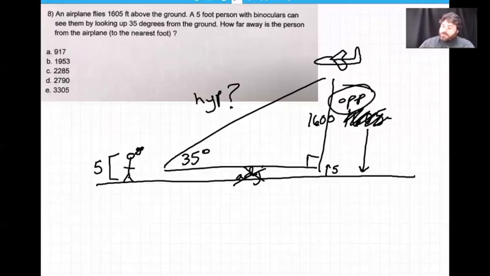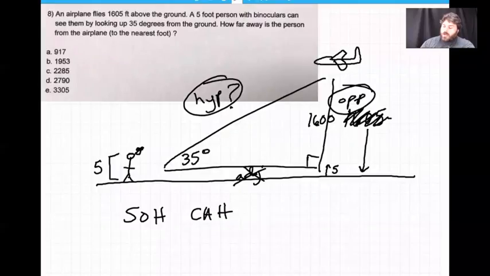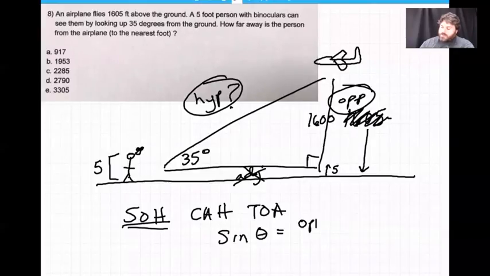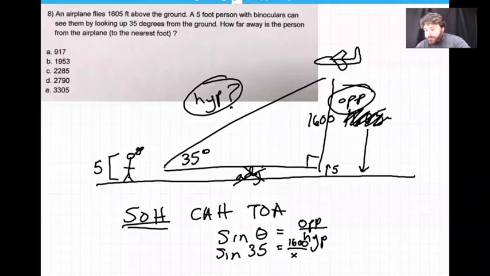So what is opposite and hypotenuse? Think back to SOH CAH TOA. Sine is the one that deals with opposite and hypotenuse. So we're going to say the sine of the angle is the opposite side divided by the hypotenuse's length. We know what we know, so we fill it in. 35 is the angle. The opposite we do know, it's 1600, and we don't know the hypotenuse.